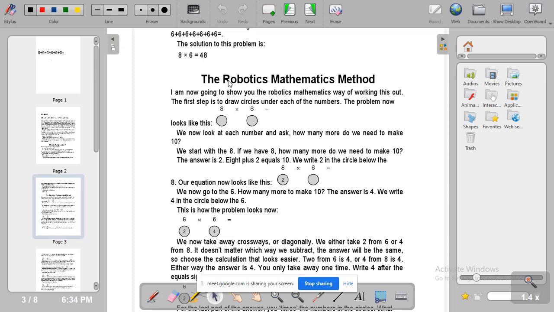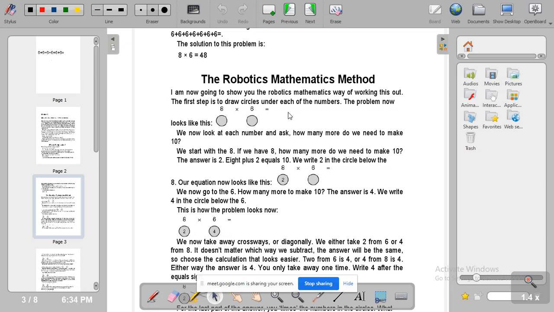So let's go over this method. I'm now going to show you the robotic mathematics way of working this out. The first step is to draw circles under each number. So the problem now is 8 times 6. I have my circles under them, equals the unknown answer, which I'm yet to find out.